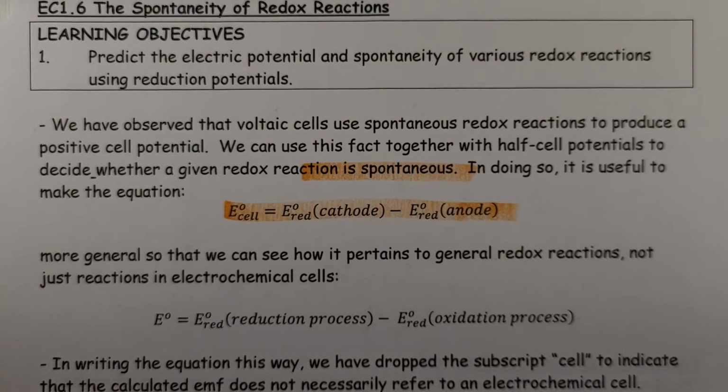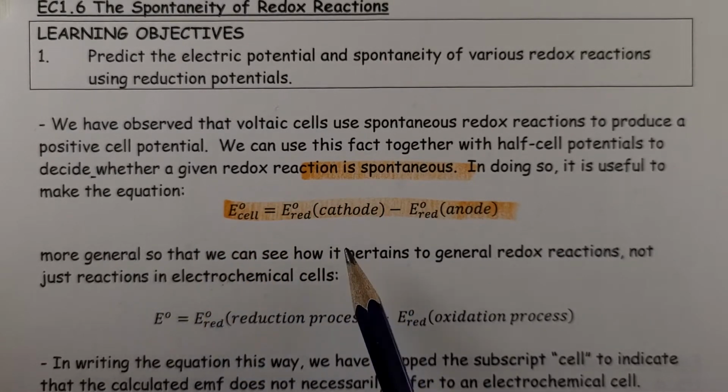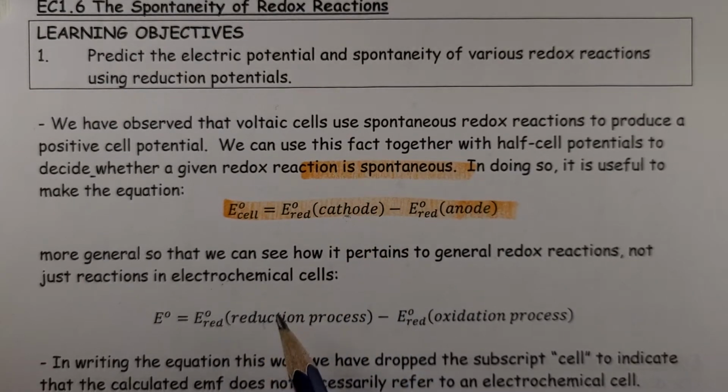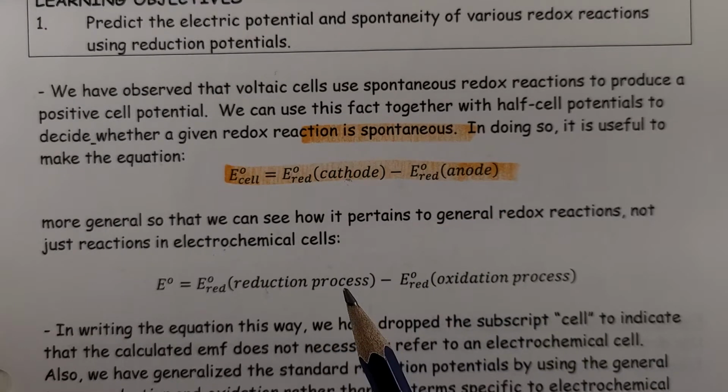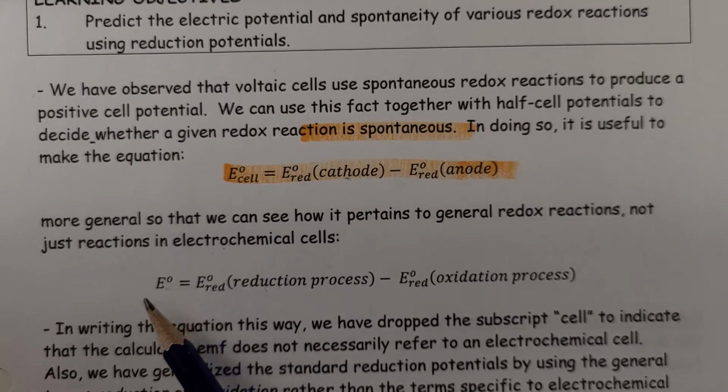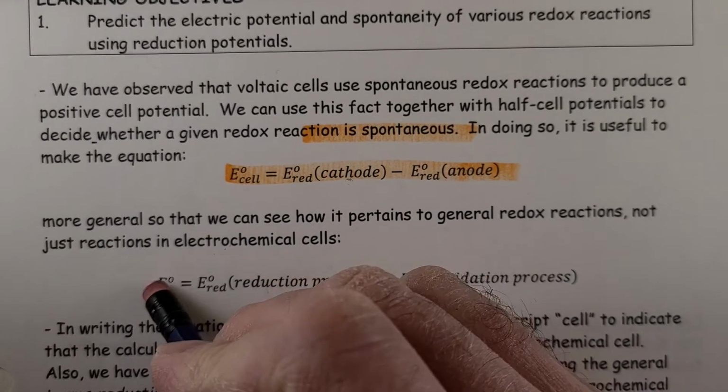If we make it more general though, so it doesn't have to be an electrochemical cell, it could just be a redox reaction, we could change it to, well, at the cathode, that's where reduction happened, and at the anode, that's where oxidation happened, losing electrons. Instead of electrochemical cell, we could just simply call it voltage, or just E, in general.